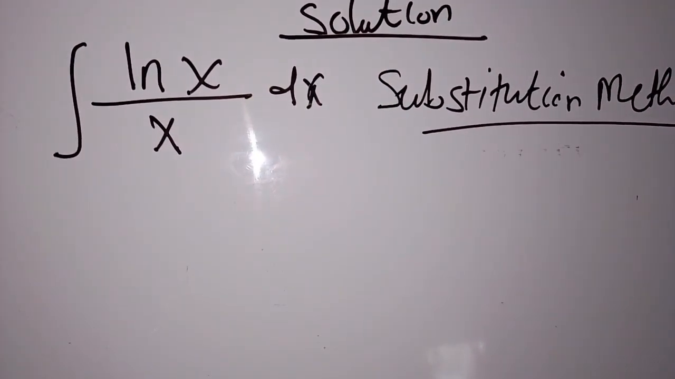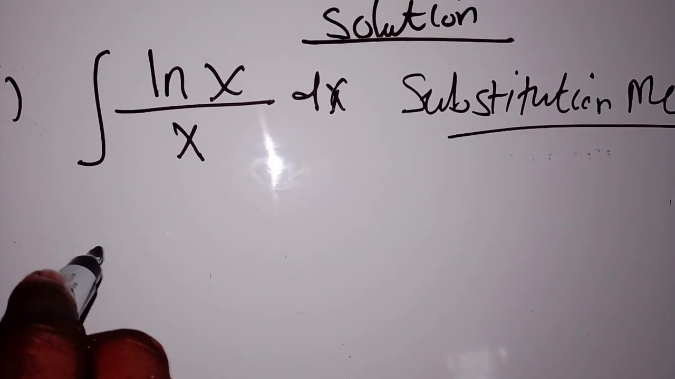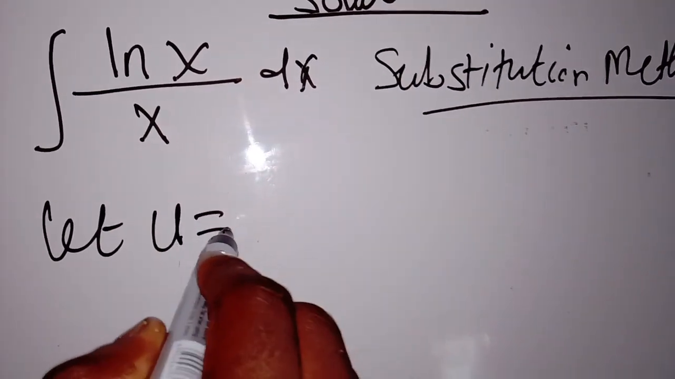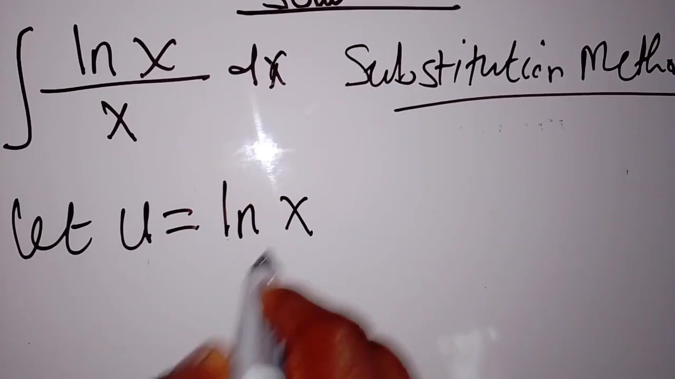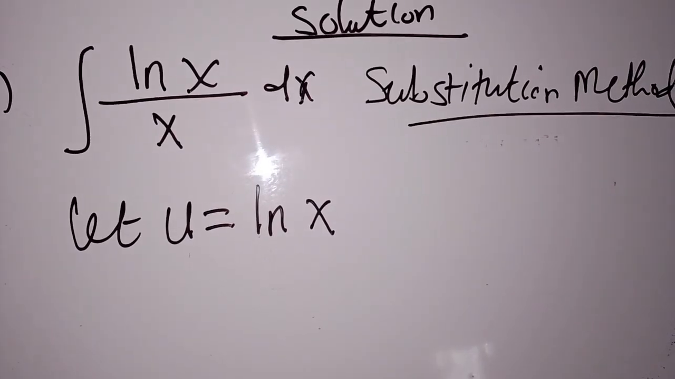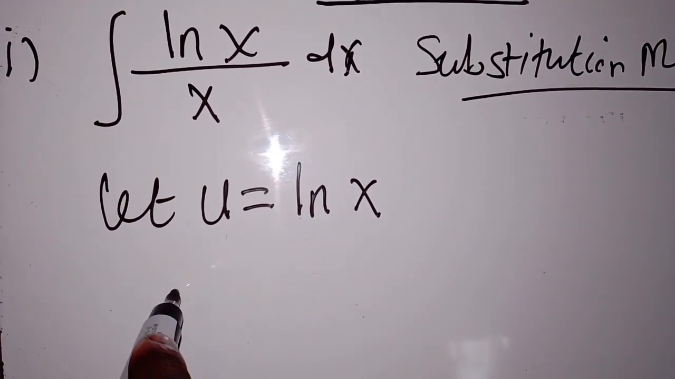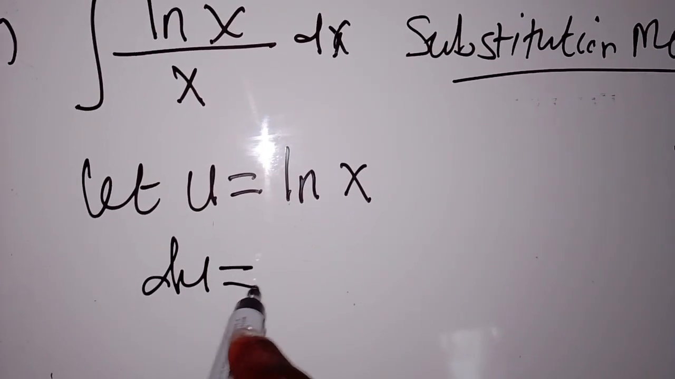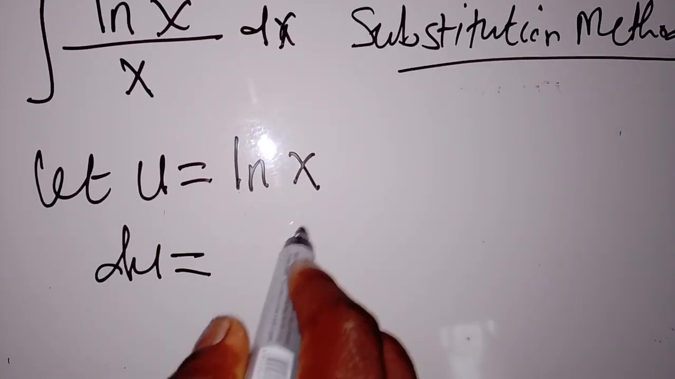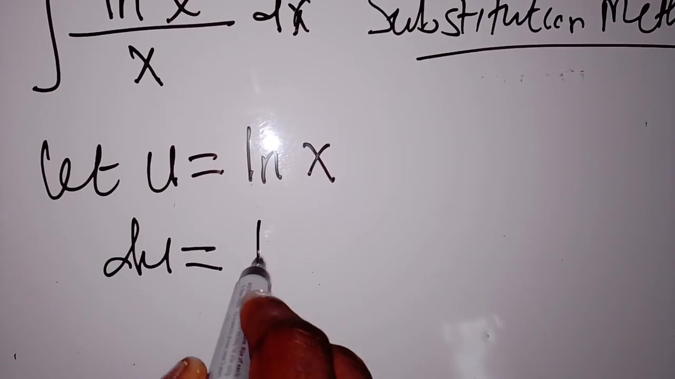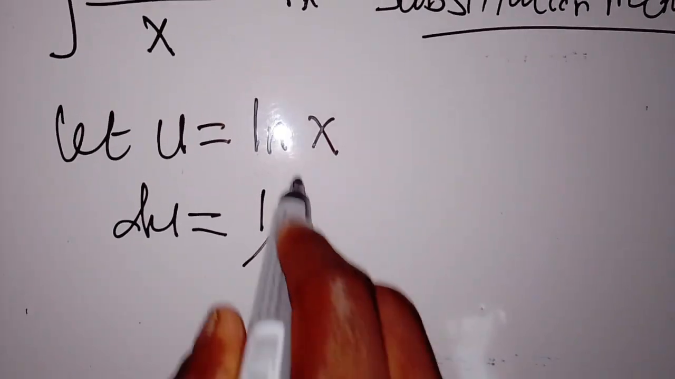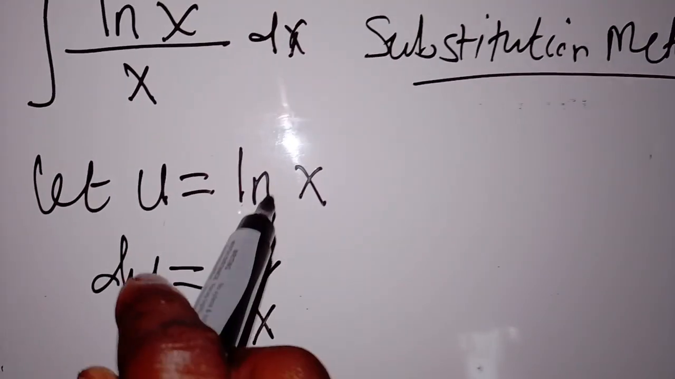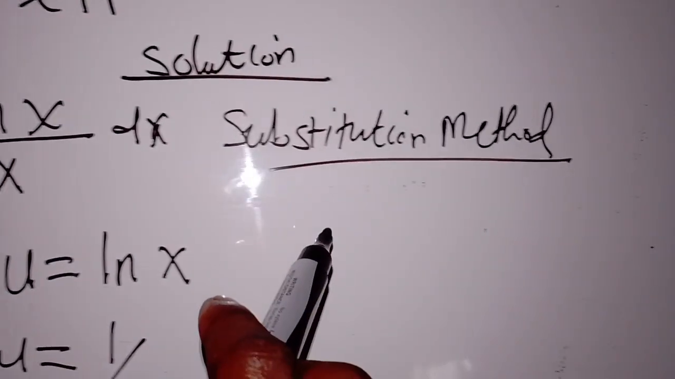Here, what you need to do is let u be the natural log x. Let's now differentiate with respect to x. So du with respect to x: du will be what? 1 over x. Remember, we are talking about integration, but it involves differentiation. That's why it is called u substitution.